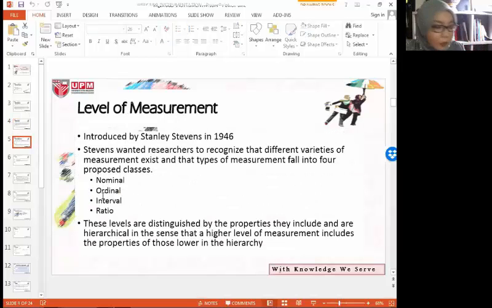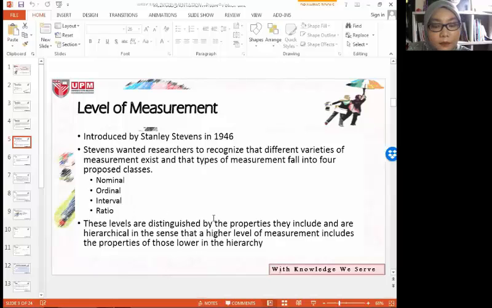Okay, so this level of measurement was introduced by Stanley Stevens in 1946, in which Stevens wanted researchers to recognize that different varieties of measurement exist and that types of measurement fall into 4 proposed classes. So there are 4 classes: nominal, ordinal, interval, and ratio.